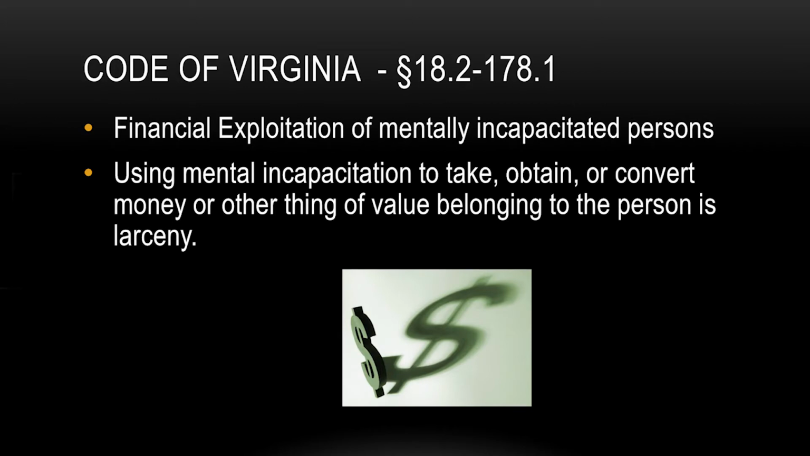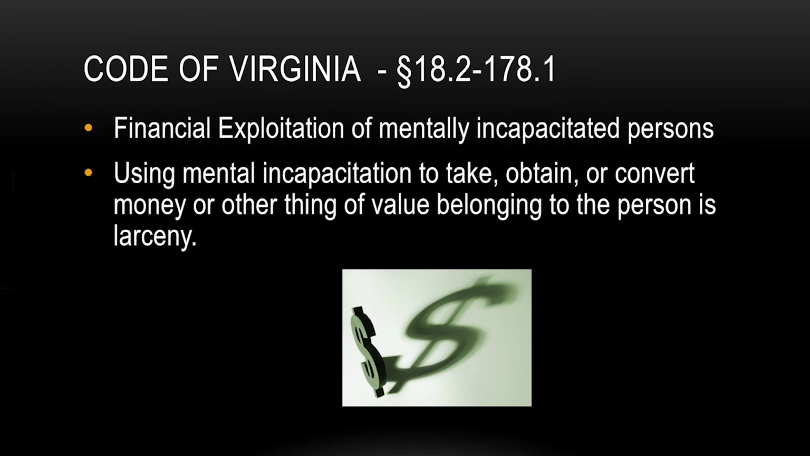So this is a new code section. In 2013, this came about for incapacitation and financial exploitation. Prior to this, there was an issue. If an individual was incapacitated, they couldn't testify in court. So how can we prove that they did or didn't have the ability to tell somebody that they could make financial decisions? It says using mental incapacitation to take, obtain, or convert money or other thing of value belonging to the person is a larceny.